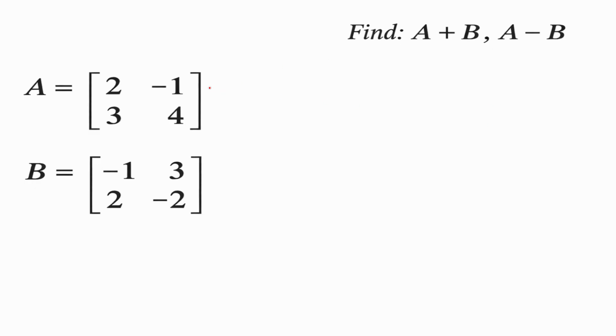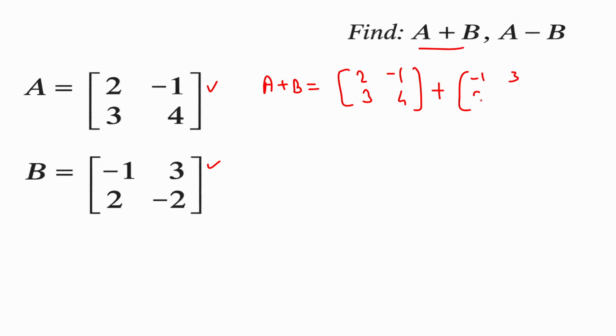Now you can see here they have given two matrices, A and B matrix. We have to find A plus B matrix. So what I'm doing, initially I'm writing A matrix, that is 2 minus 1 3 4. Okay, plus B matrix. B matrix we have minus 1 3 2 and minus 2.